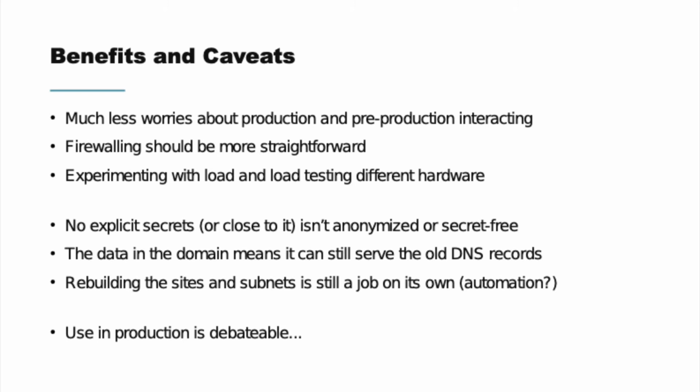So one of the things is that just because you get rid of explicit secrets, it doesn't actually make it anonymized or secret-free. So you can't just distribute it still. We've still got old DNS records in the domain, which may or may not be useful. And rebuilding the information in regards to how the network was constructed, there's still a whole job in and of itself to do that. And maybe there's more we can do there in terms of trying to help people.